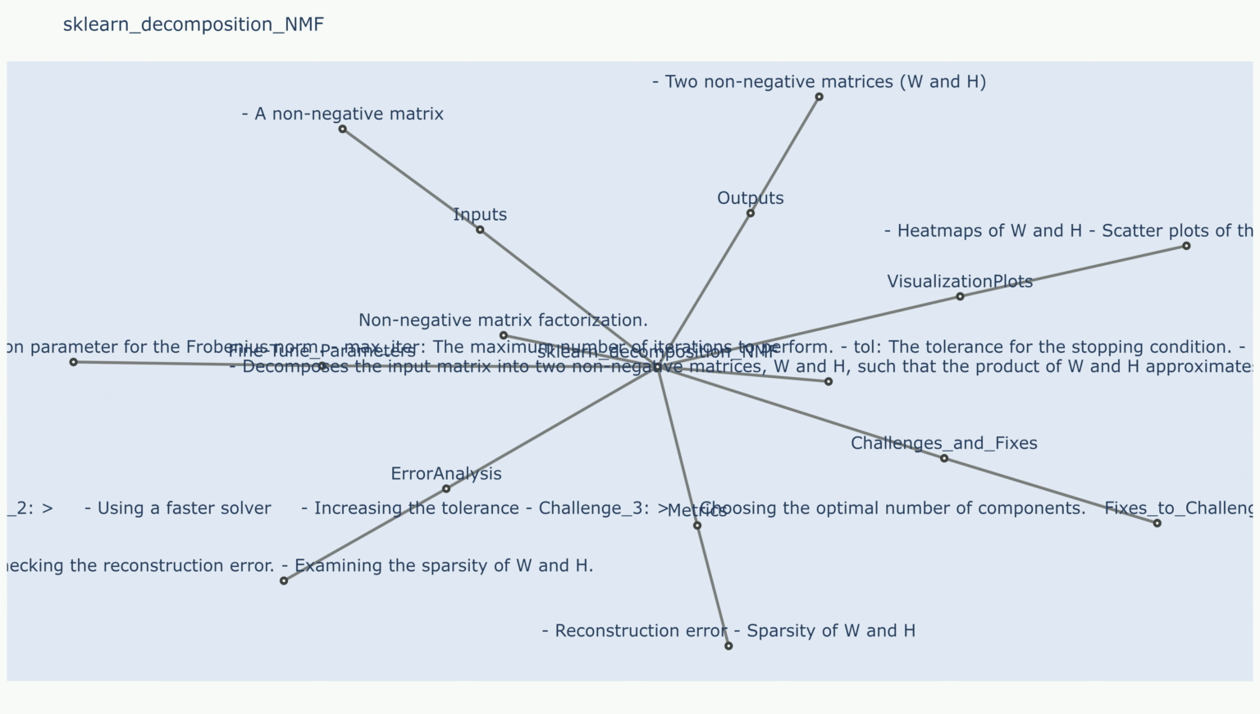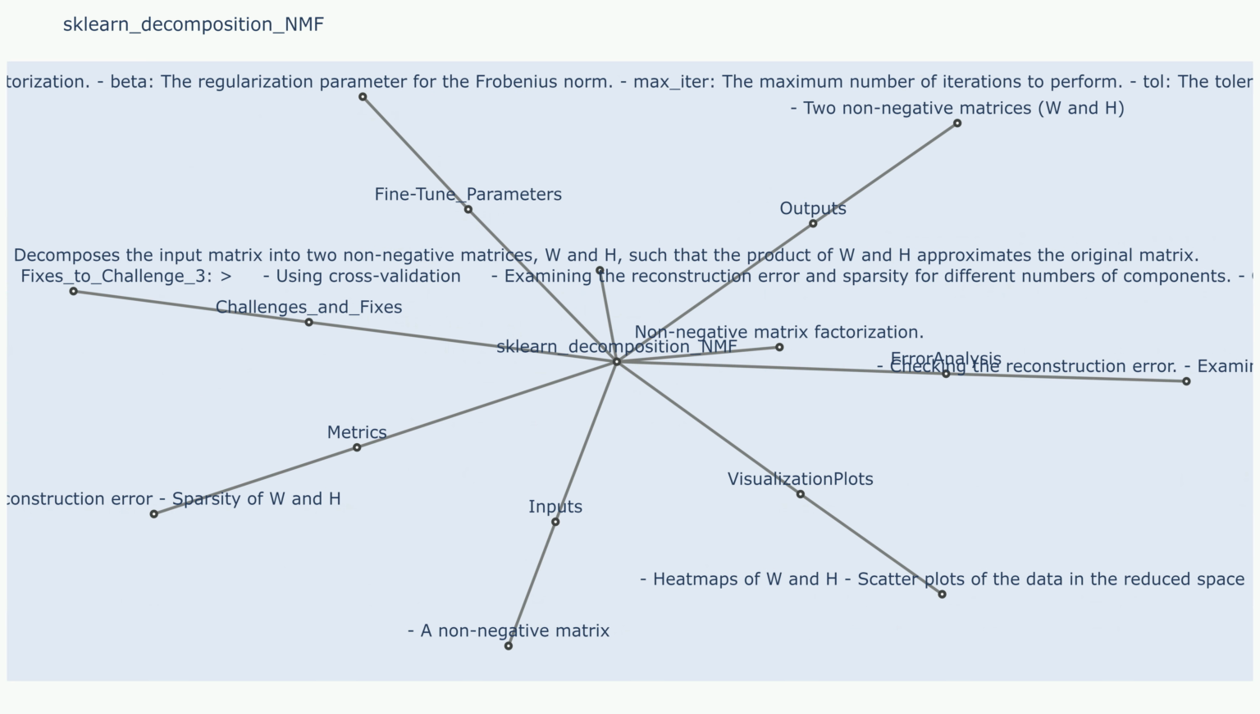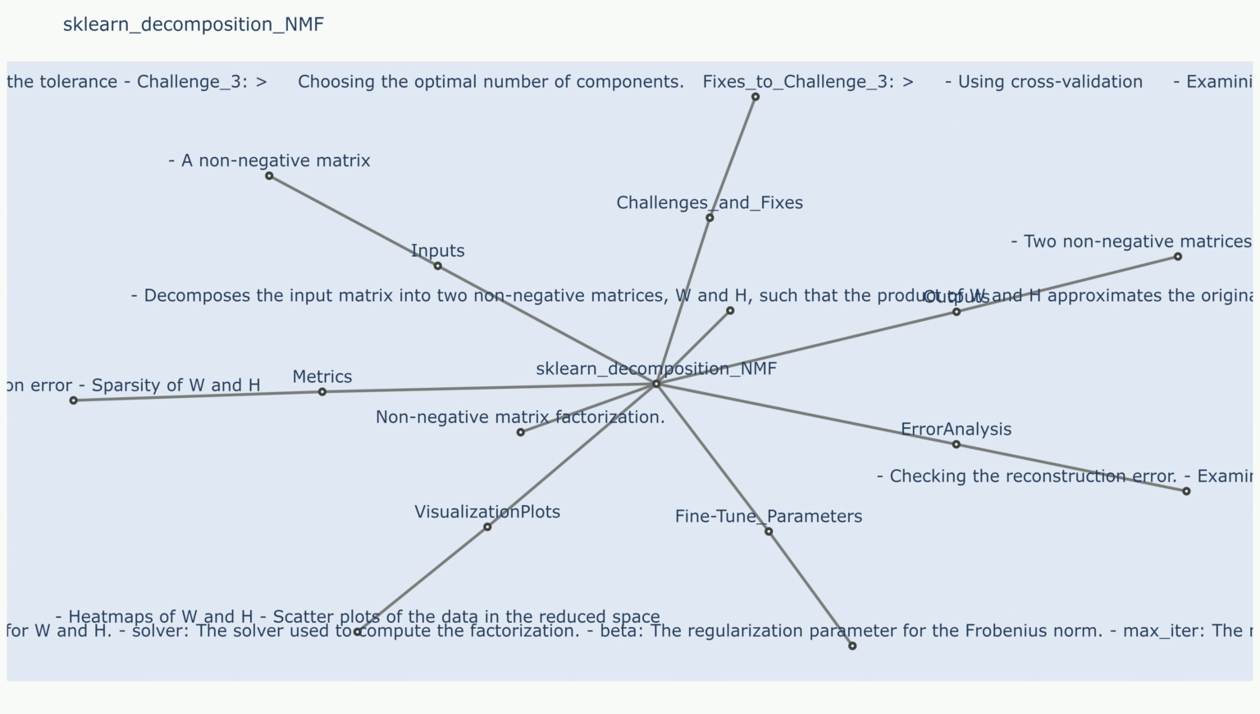This parameter controls the dimensionality of the reduced representation of the data. Output W: a non-negative matrix, also known as the feature matrix or basis matrix. Each column of W represents a basis vector, and each row of W represents the contribution of each basis vector to the corresponding sample. Output H: a non-negative matrix, also known as the coefficient matrix or mixture matrix. Each row of H represents the contribution of each basis vector to the corresponding sample.